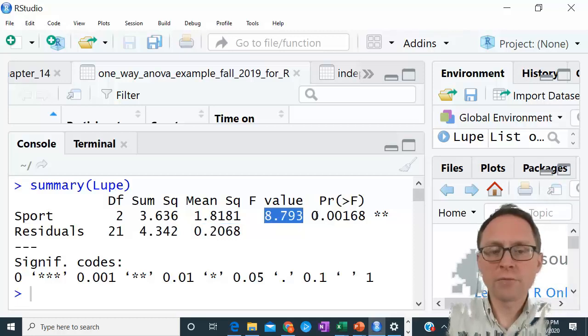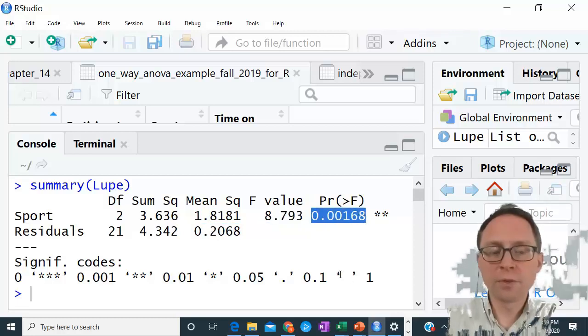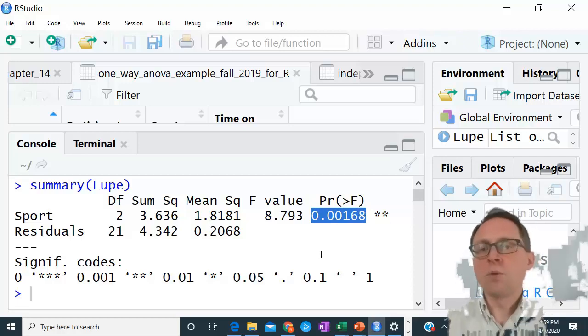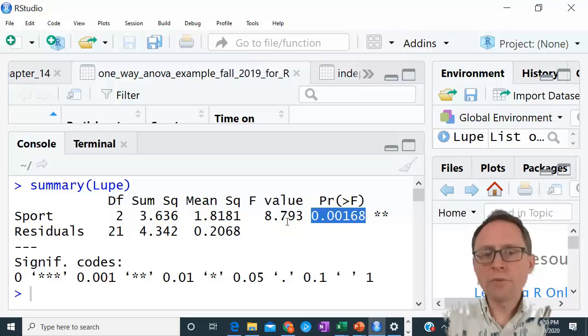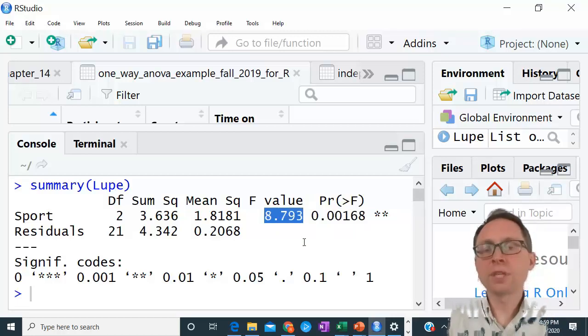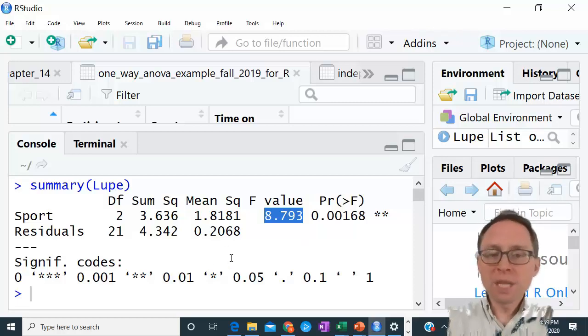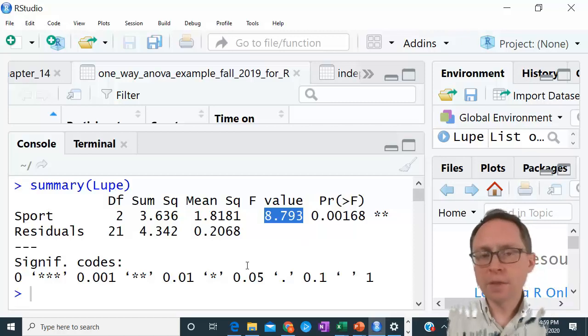There is our F, and that's the p-value right there. So there's one thing you should know. Whenever you calculate this, all this is saying is that there's a significant difference between at least one of the three groups and at least one of the other three groups. You don't see the means here. You have to tell it to give you the means.